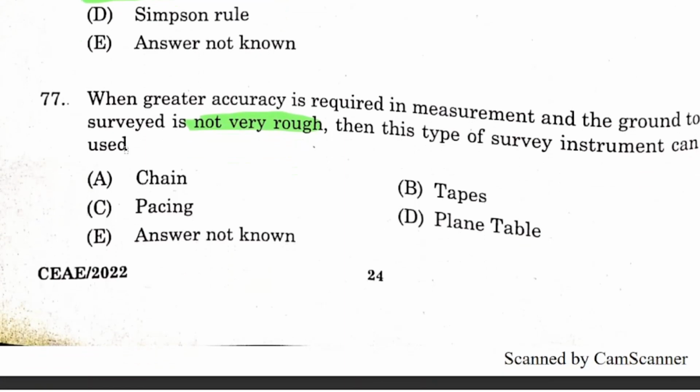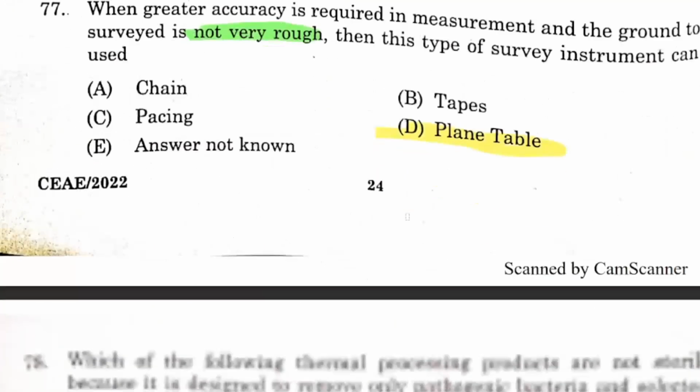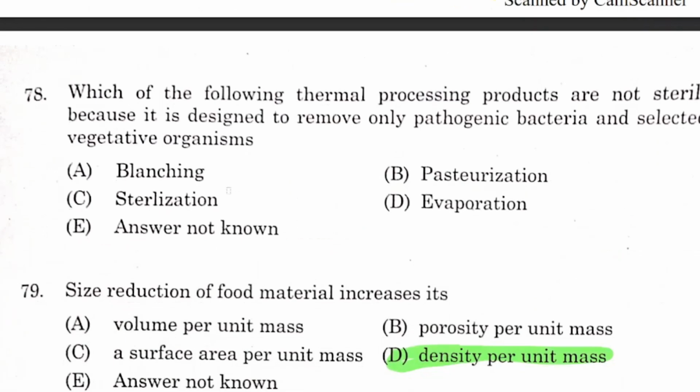Next question number 77. When greater accuracy is required and the ground to be surveyed is not very rough, then this type of survey instrument can be used. So we use the plane table. Next question number 78, which is a simple question. You can solve this question and please mention it in the comment section.